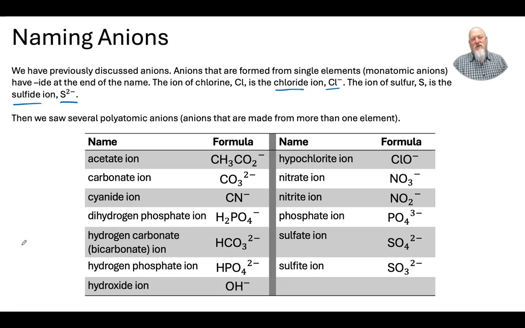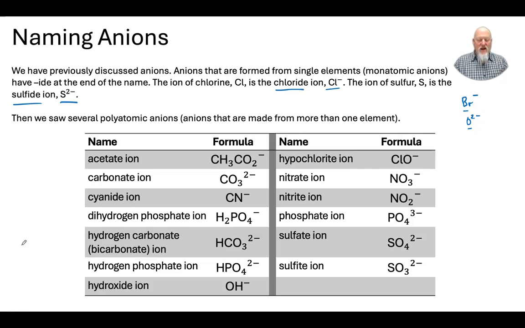If we look at other ones, like Br-, it is called the bromide ion. O2-, the ion of oxygen, is called the oxide ion, and so on. So if you basically have a single element that's forming an ion, we just put -ide at the end.